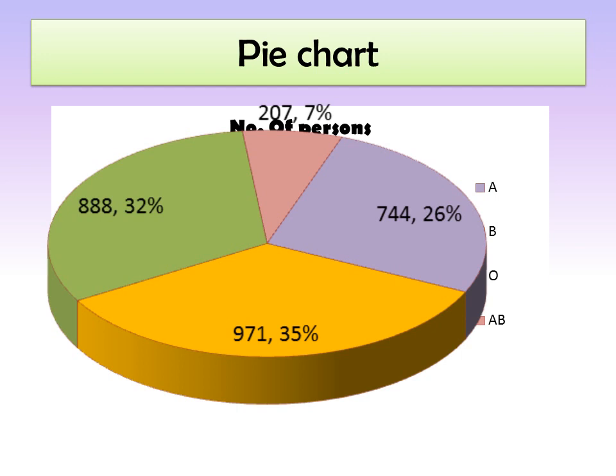Whenever we have different types of categories or groups, the best method for representing the data is a pie chart. But if we have large classifications or large groups, then you have to go for bar graphs. So this is the difference between the bar graph or histogram and the pie chart.